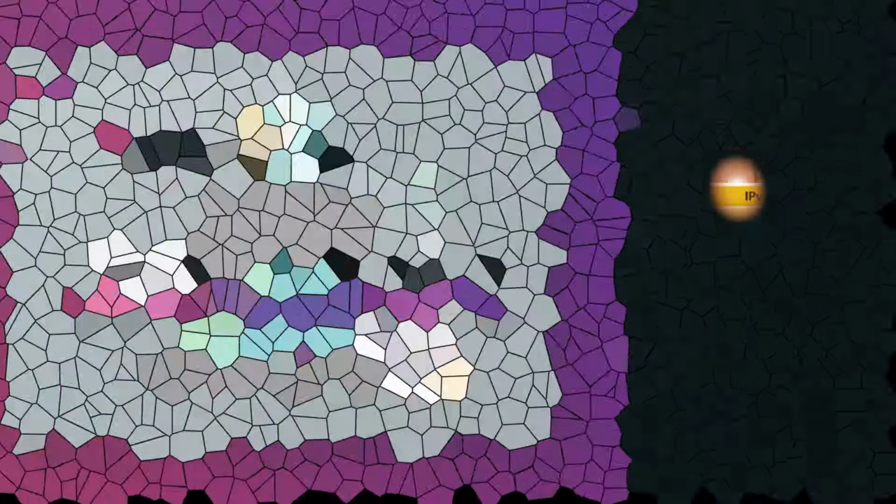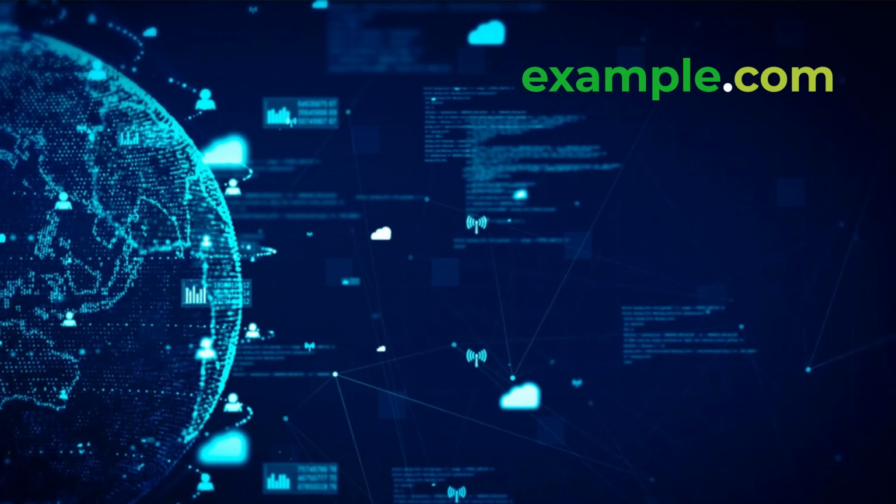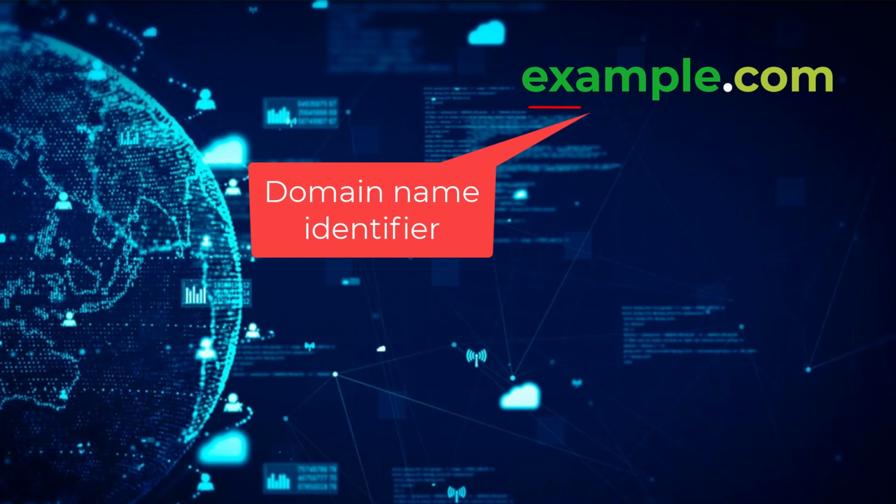Let's get started. A domain name, also known as a web domain name, is a human-readable web address used to identify and locate resources on the internet. It serves as a user-friendly way to access websites, email servers, and other online services. A domain name typically consists of two main parts. Domain name identifier. This is the unique name chosen by the owner or administrator of the domain. For example, in the domain example.com, example is the domain name identifier.